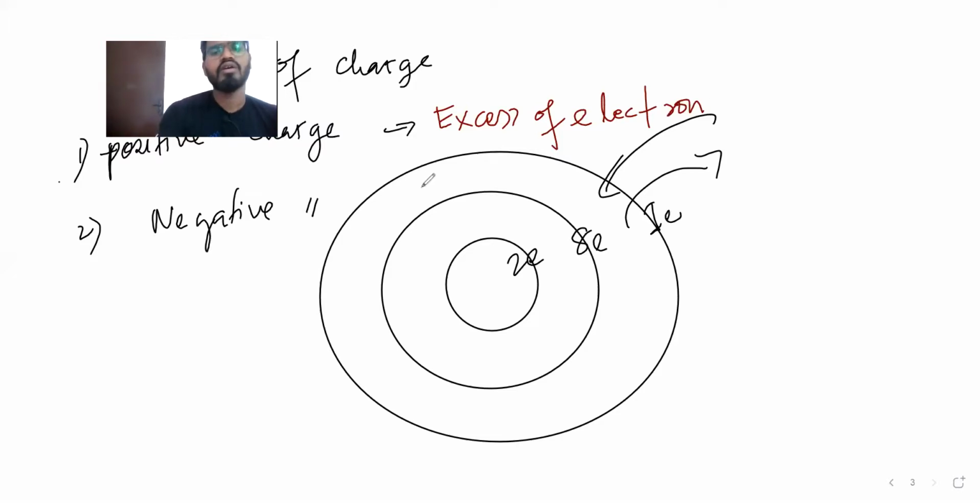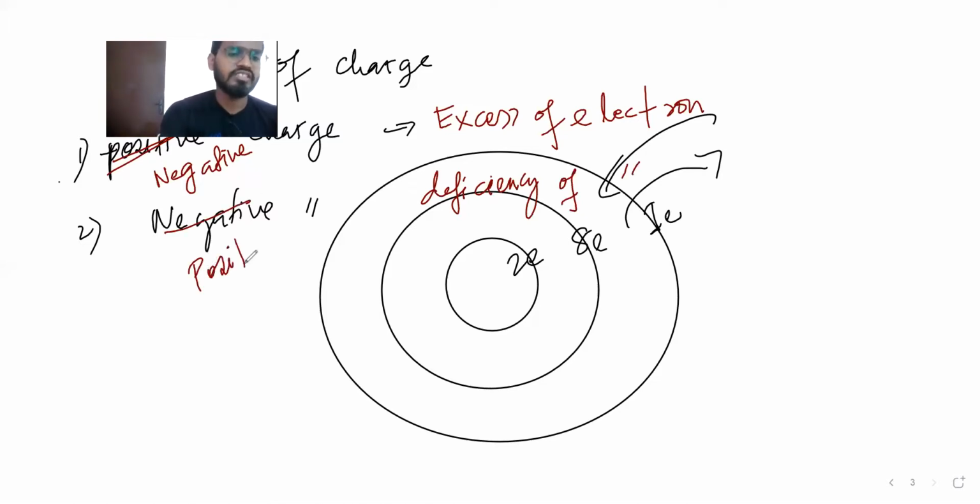So we can write the definition here: excess of electrons is negative charge, and deficiency of electrons is positive charge. I made a mistake earlier, but that's fine. So that is about charge.